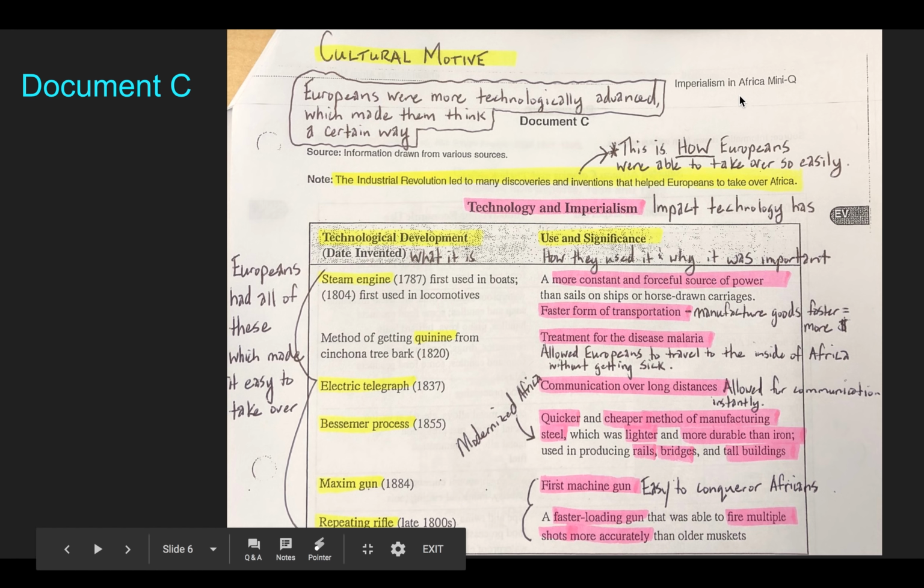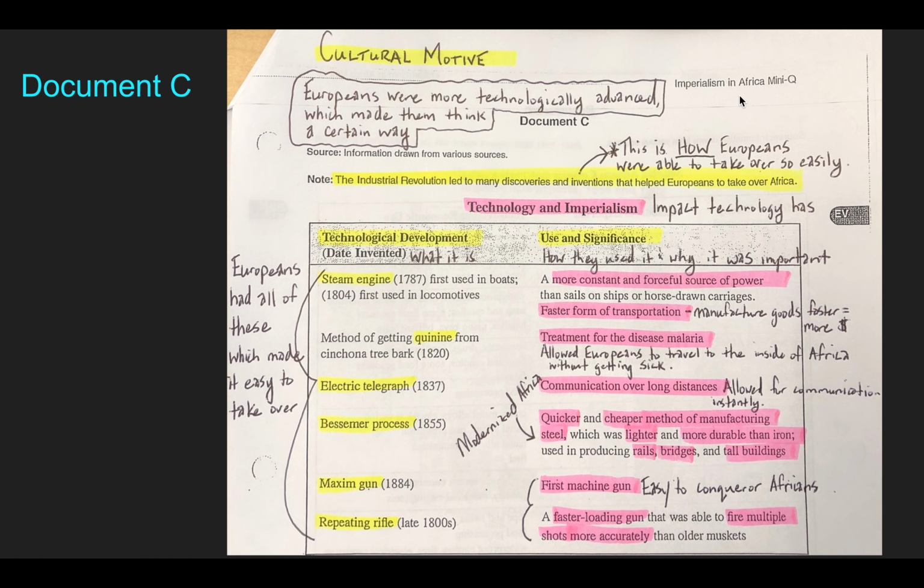Hello, class. Moving on to document C now. Document C is a little bit different. It's going to be a chart. So the first things first, as always, I want you to write the motive and highlight it at the very top of document C. And this would definitely be a cultural motive.